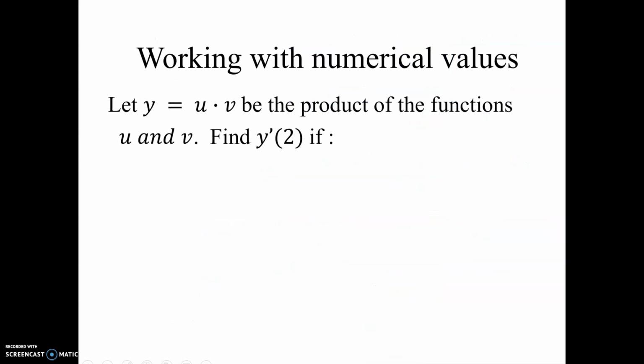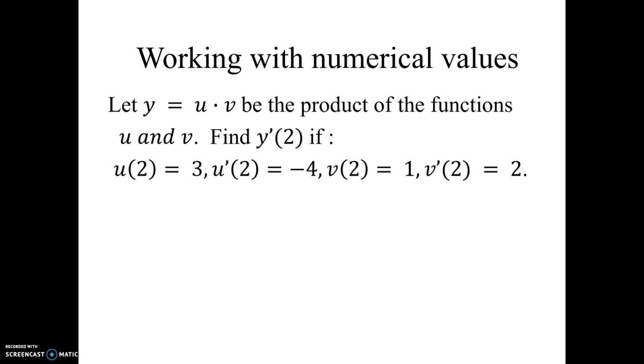Sometimes we work just with numerical values. For instance, say a function y is the product of two functions that we call u and v, and we wanted to find the derivative of this function at 2. What we would do is, if we had the given information, notice I don't have the actual function, but I have some information about this function. I can then use the product rule here, if I know that u and v are both functions. And using the product rule, it is the first times the derivative of the second plus the second times the derivative of the first.